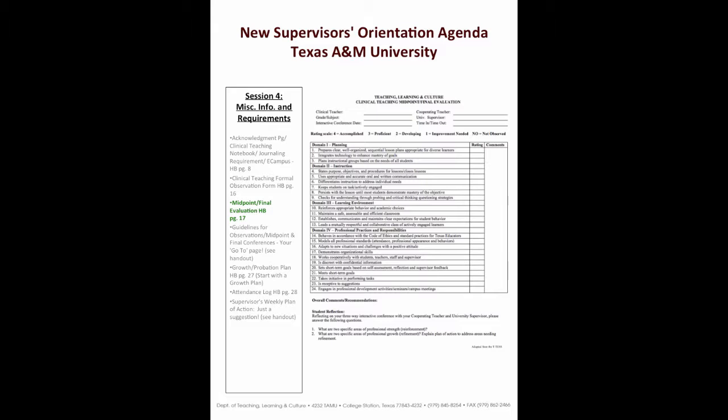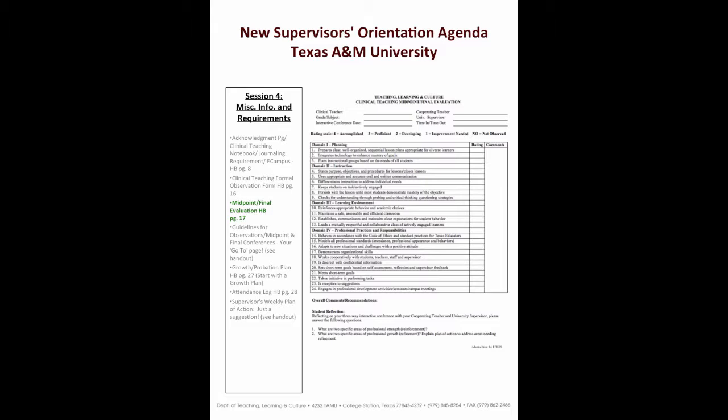As noted earlier, this midpoint final evaluation form provides structure for the conferences, and at the midpoint, the three-way conference is focused on the clinical teacher's strengths and areas for growth and refinement as indicated on the evaluation form. Be sure to leave room for growth when filling out the midpoint evaluation.